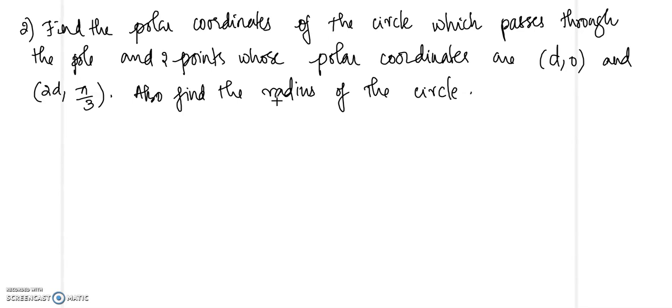So we are given a circle which passes through the pole, and 2 points are given.